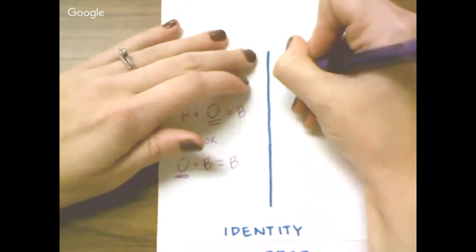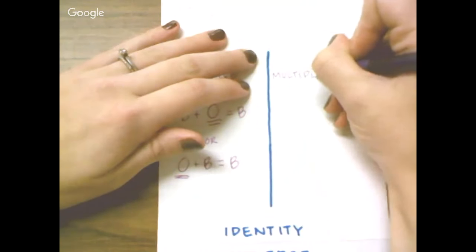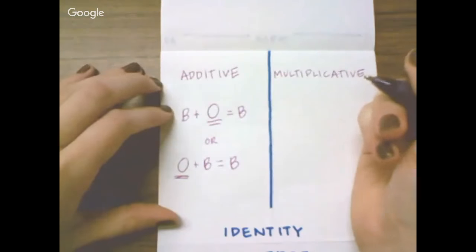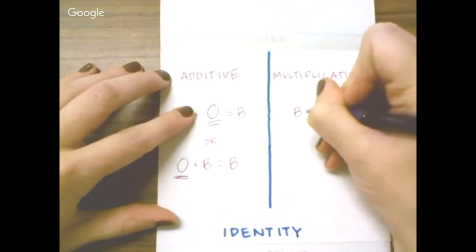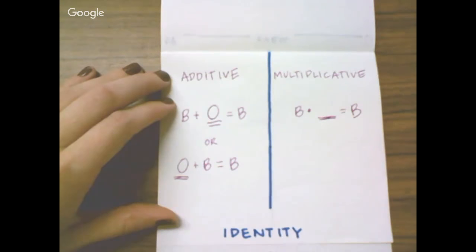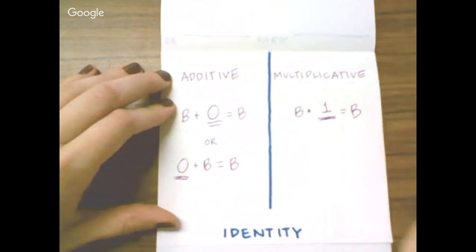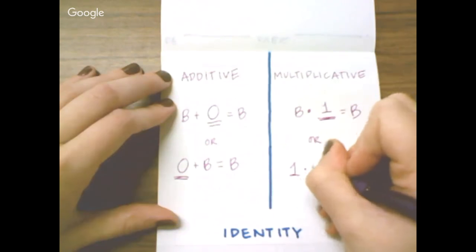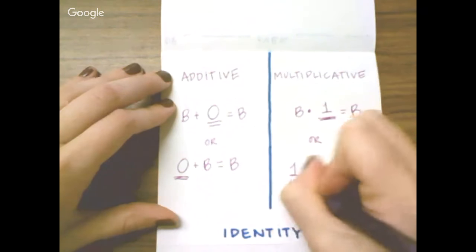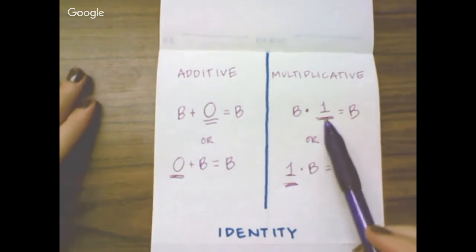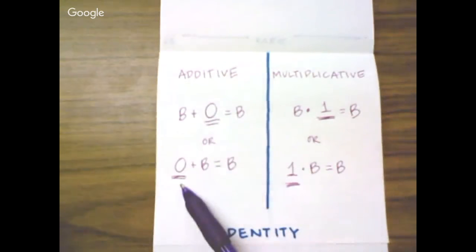If I'm talking about multiplication, my identity is, okay, what multiplied by itself is still itself. In multiplication, that is 1. That's my identity. And again, because of that commutative property, I could reverse it: 1 multiplied by B is still B. Either way, 1 is my multiplicative identity. 0 is my additive identity.